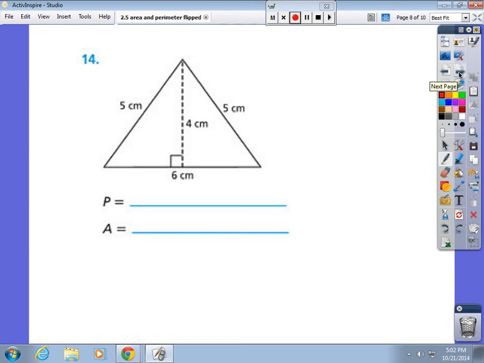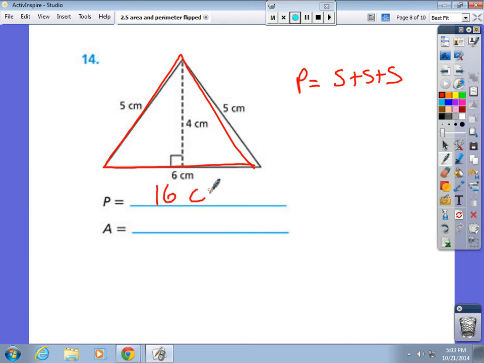Perimeter. Ooh, perimeter of triangle is 3 times the sides. 3 times the side if they're equilateral. In this case, they're not, so I really shouldn't have said that. Ignore what I just said. Let's go side plus side plus side. 5 plus 5 is 10, plus 6 gives me 16 centimeters all the way around.